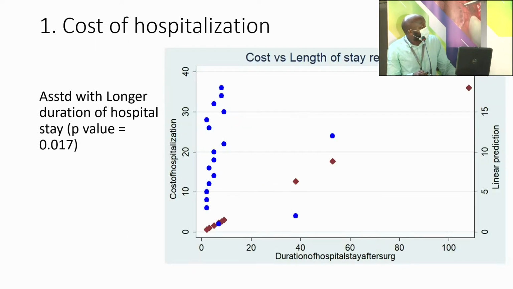On cost of hospitalization, this is just a scatter plot on how it was distributed. Here you have the cost. Here you have the duration of hospital stay, and this red line is a regression line when you regress cost against the length of stay. And this is pretty obvious: the more you stay in the ward, the more likely your cost of hospitalization goes up.